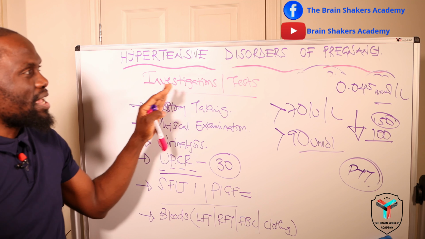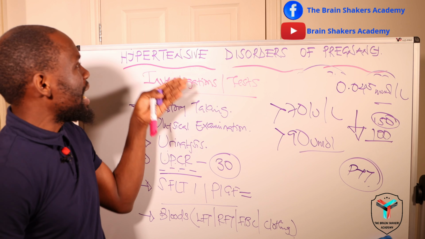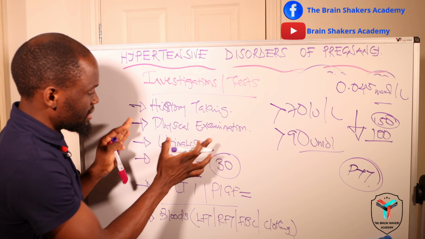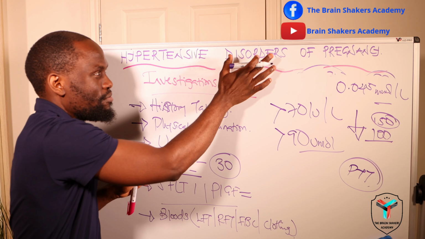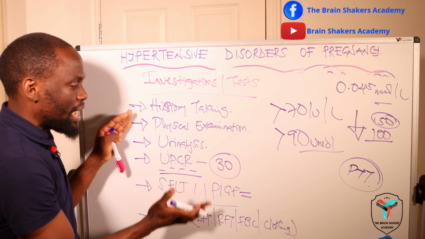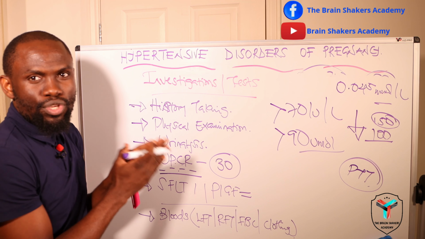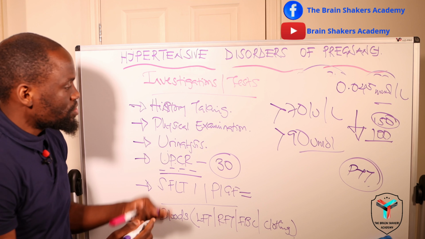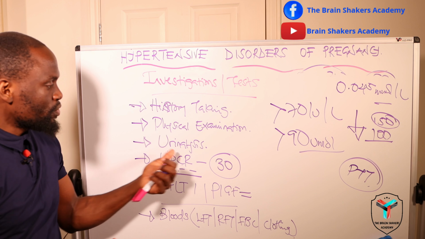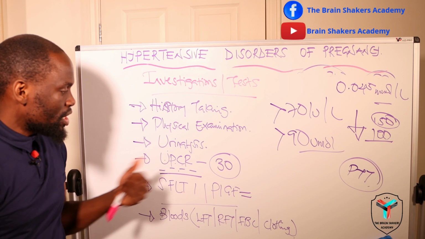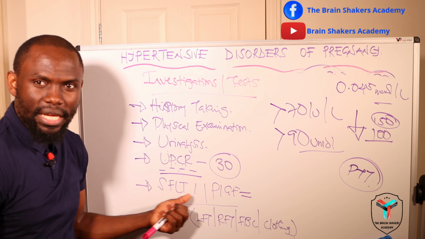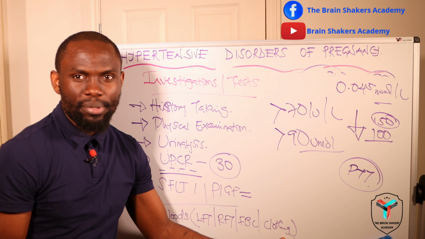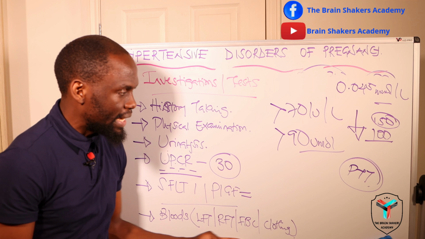So there are a number of tests that you can run to arrive at a diagnosis of a hypertensive disorder of pregnancy. These tests and activities done under the investigation are married up together for you to have a proper diagnosis and then manage this particular woman effectively. So you collect your history, you do your physical examination, you do urinalysis, and then you have your UPCRs, the SFLT and the PLGF ratios, and then you look at the hematological picture where you look at the bloods.